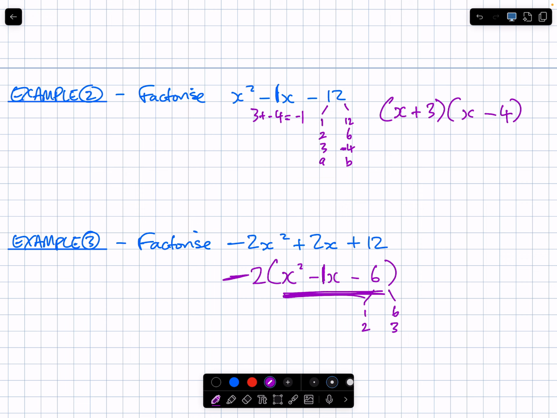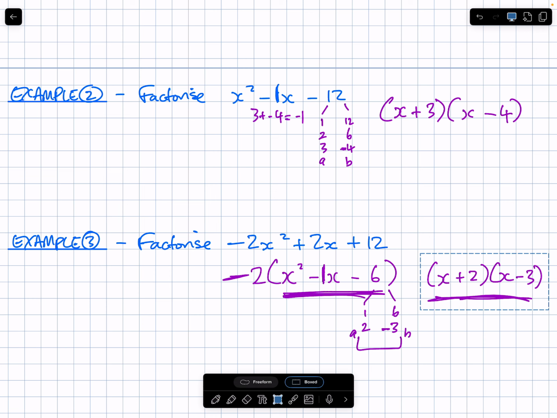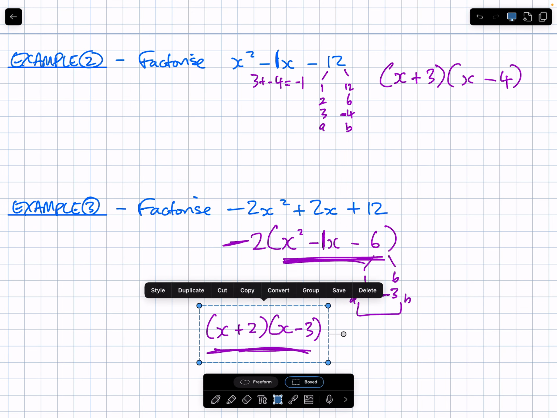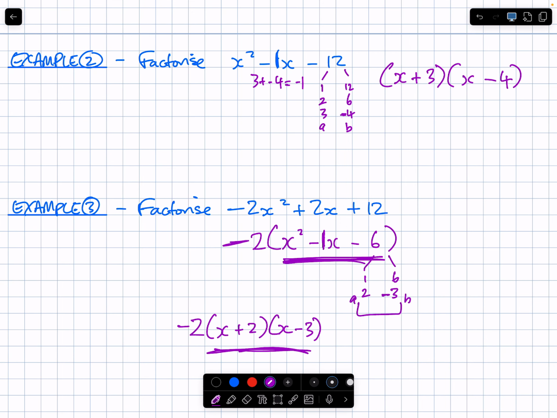2 minus 3. So what's my A going to be? The actual order of your A and B doesn't matter. I just need these two to be A or B, okay? I just do it in the order that we read. So x plus 2, x minus 3. Is that the answer, or am I forgetting something? The negative 2 on the front. You'll lose a mark if you don't write that. So that's good. Don't forget the negative 2 you removed as a common factor before.